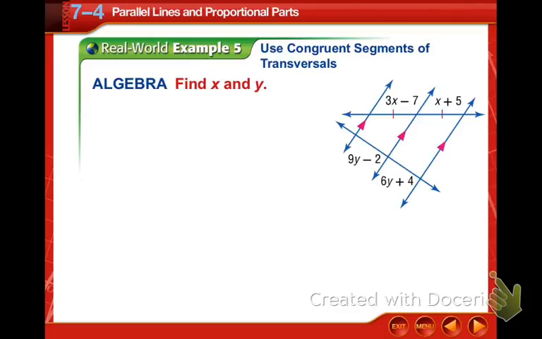So we need to find x and y. Since we are given that the sides with the x's are congruent with our little marks, that means we know that the other sides we are not given are also congruent to each other. So 3x minus 7 is equal to x plus 5. Subtract x from both sides.